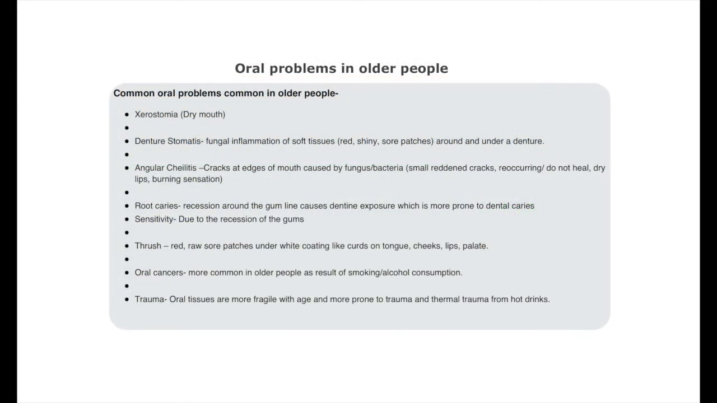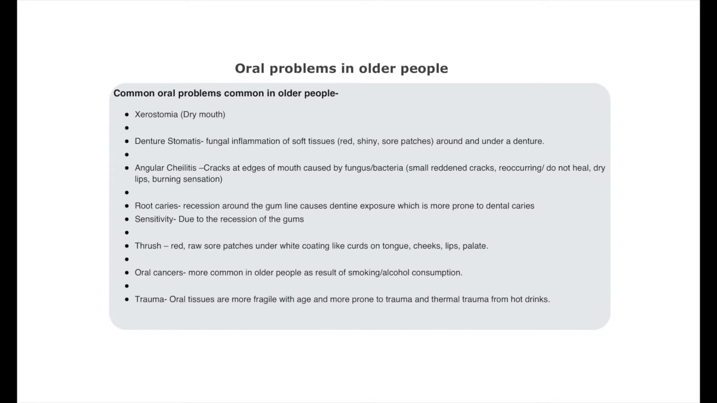Other common oral health problems in older people include xerostomia, which is a dry mouth, and denture stomatitis, which is a fungal infection of the soft tissues. Angular cheilitis are cracks at the edge of the mouth caused by fungal or bacterial infection. The small reddened cracks are reoccurring and do not heal. Often there will be dry lips and a burning sensation as well.